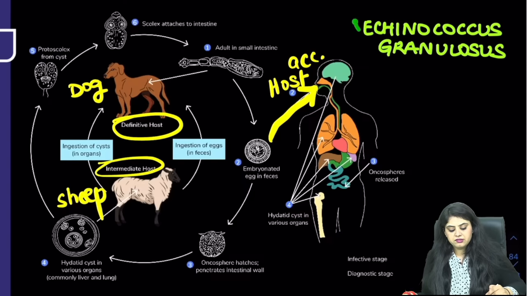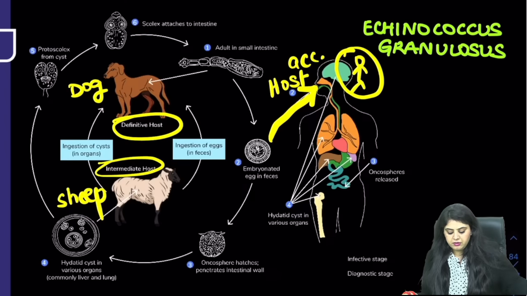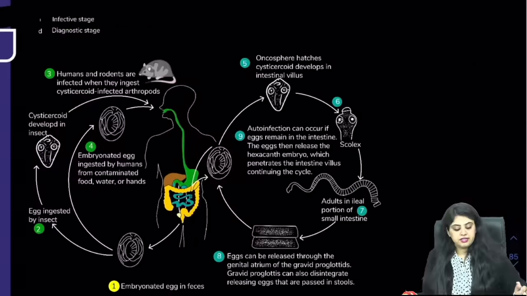Dog tapeworm means this is associated with Echinococcus, and we know that the accidental host, the dead end host, is human beings. Is that okay? This is the easiest to identify, right? So this means they are going to give me a case of hydatid cyst. Very, very simple. Coming on to the next one, the next life cycle.